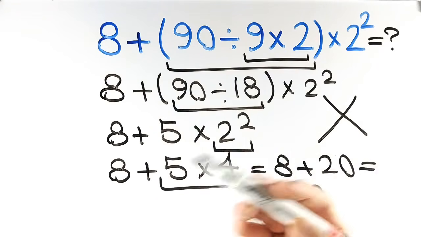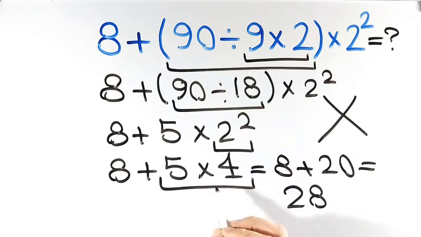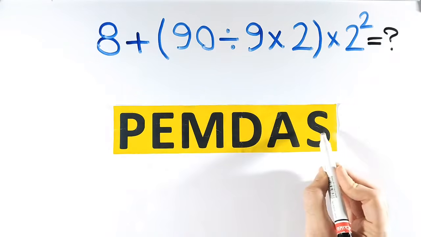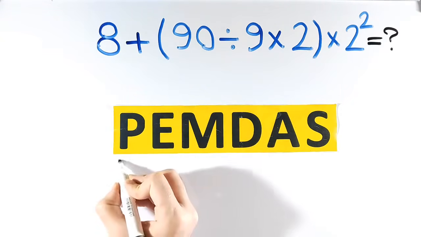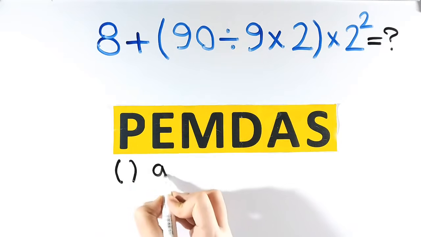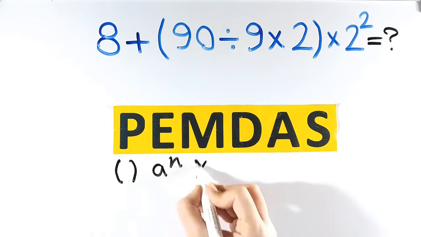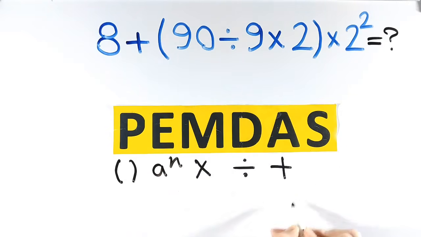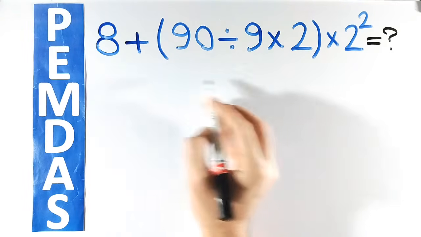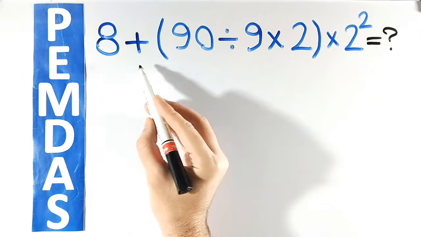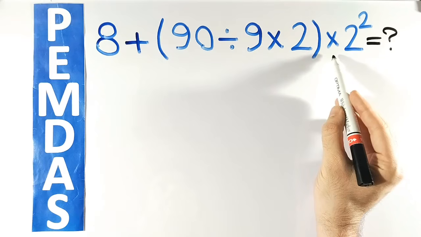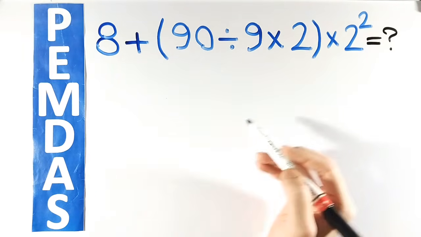Alright, now let me show you how to solve this expression properly. To solve this question, we must follow a rule that is called PEMDAS. In this rule, P stands for parentheses, E stands for exponent, M stands for multiplication, D stands for division, A stands for addition, and S stands for subtraction. As you can see on the screen, in this expression, first we have an addition sign, then parentheses, followed by a multiplication, and finally exponent.